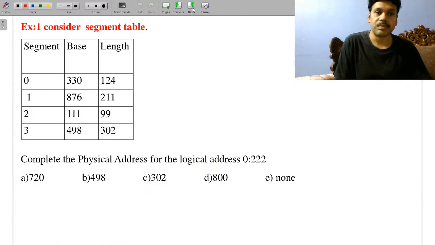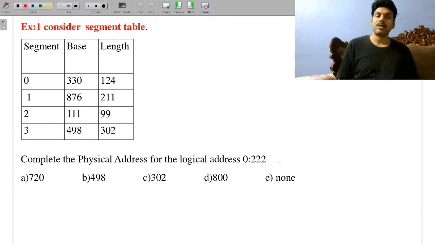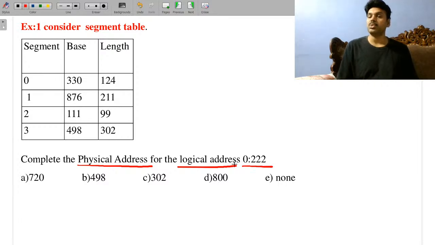Now, let us see one important example. What is that important example? This is your segment table, like your previous diagram, with segments 0, 1, 2 and 3, and the base register values are given like this. The question asks to compute the physical address for a logical address of 0, 222.